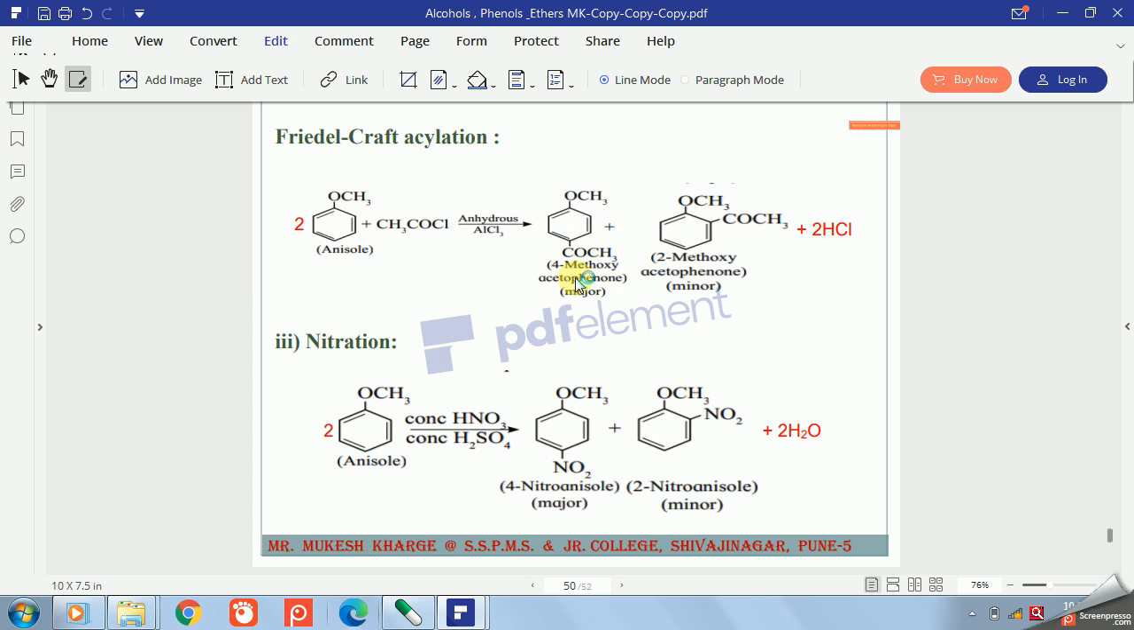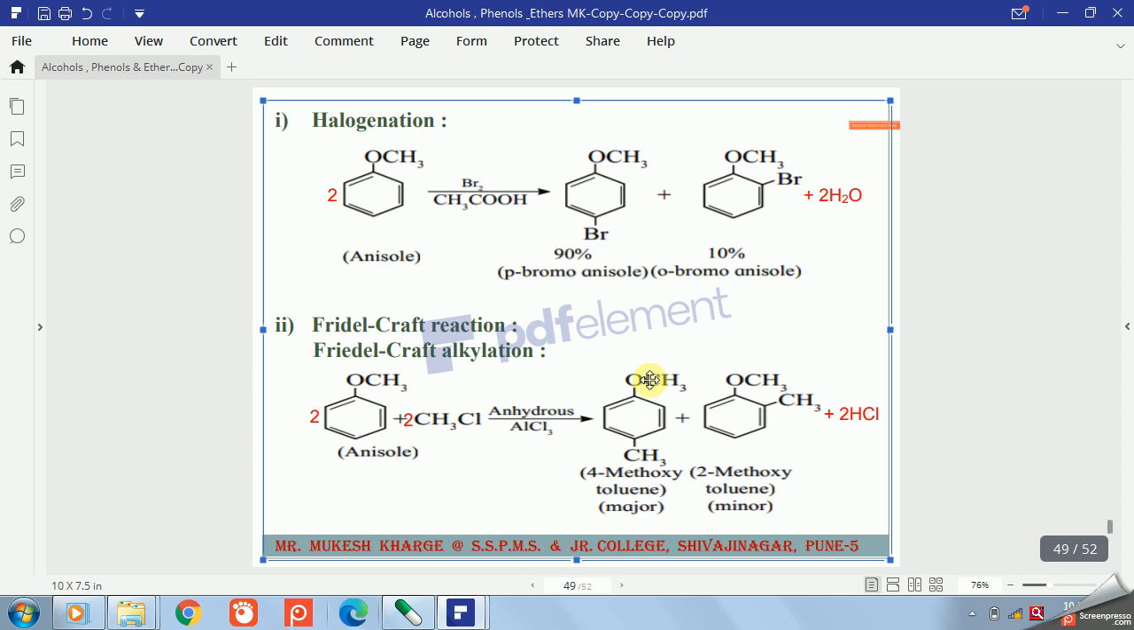So now your first carbon is this carbon and this carbon is the fourth carbon. So this has the prefix 4-methoxy and your ketone is acetophenone. So the name of your product is 4-methoxy acetophenone. Here this carbon is carbon number 1, this is carbon number 2, because the ketonic functional group is always on carbon number 1. So 2-methoxy acetophenone. Check the previous name also.